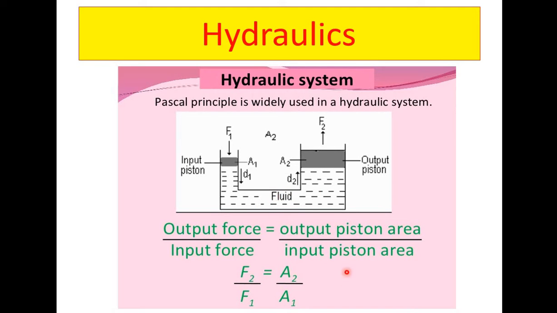Normally we use this formula: output force divided by input force, F2 divided by F1, equals output piston area divided by input piston area, A2 divided by A1. Please remember the formula, and always put F1 and A1 on one side, and F2 and A2 on the other.